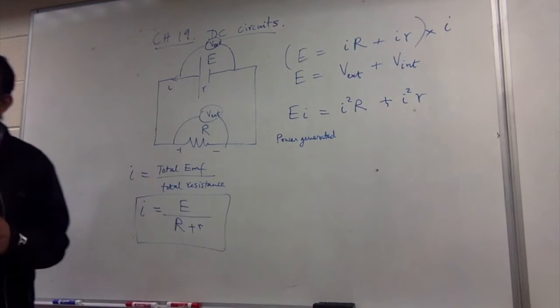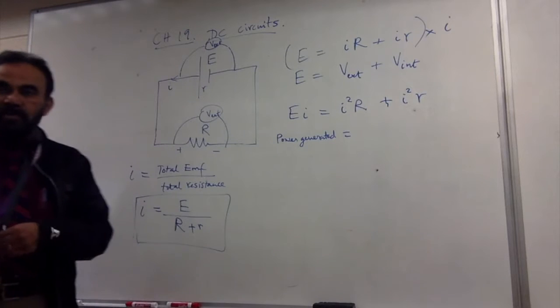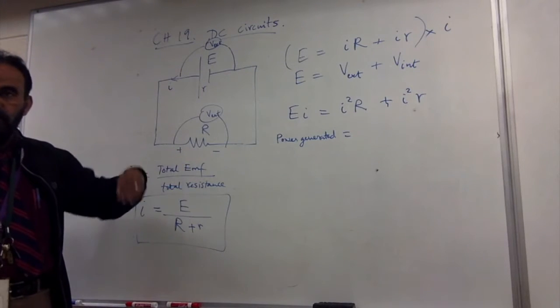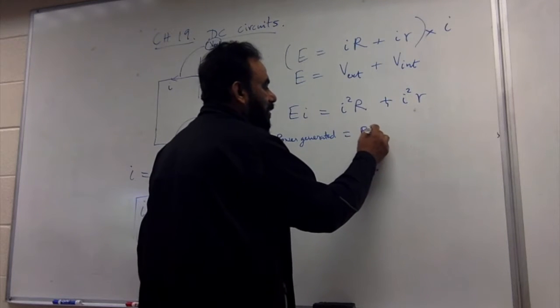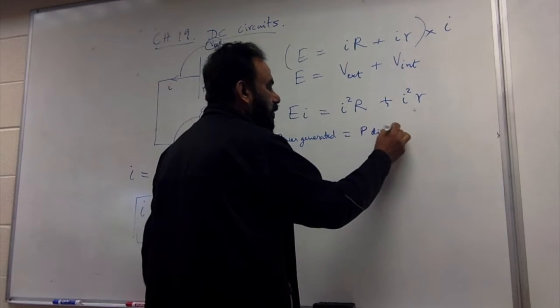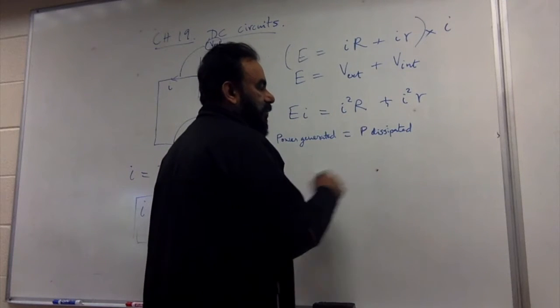That's power generated. And what is I squared R? It's power dissipated in a useful manner outside. So this is power dissipated outside, external.